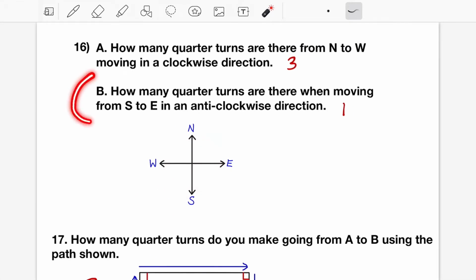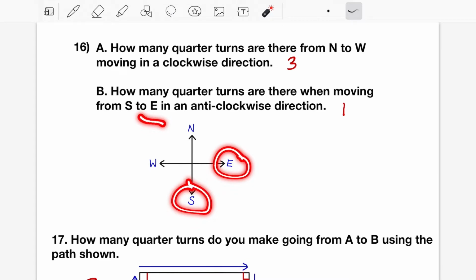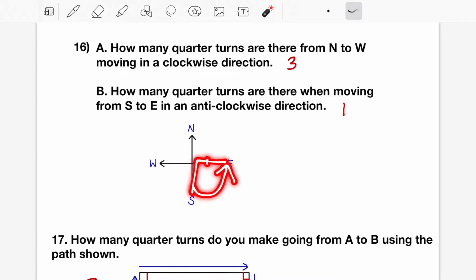B. How many quarter turns are there when moving from south to east in an anti-clockwise direction? So anti means opposite. So opposite to the clockwise direction will be this direction. So we're moving from south to east. So that's this direction. So that's 1 quarter turn.